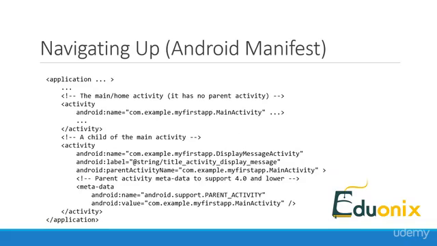Here we have an example of defining the parent activity for an activity in order to utilize the up component. We see in this Android manifest we have a main activity which has no parent activity, and this activity acts as the home activity for this application. The display message activity has the main activity declared as its parent activity, so that if we define the home as up enabled, when up is pressed on the display message activity, we will return to the main activity.